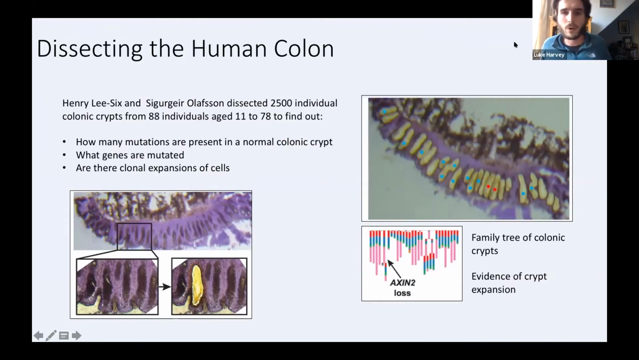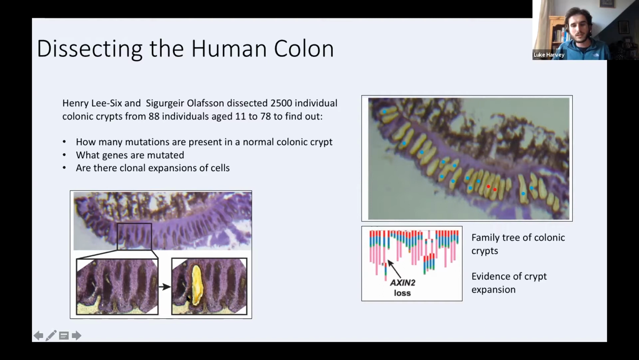At this point, but what I want to talk to you today is about one of these studies we did in the human colon. This is by my colleagues Henry Lee Six and Sergej Olofsson, and they dissected 2,500 individual colonic crypts from 88 individuals. So these images aren't as nice as the ones I showed you before, but if you look in the bottom left, you can see this kind of plane of colonic crypts, these healthy colon cells. And what we do is we dissect them out.